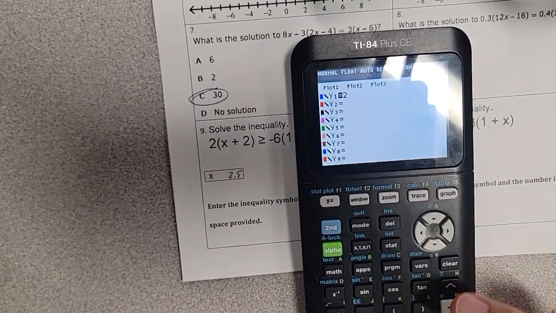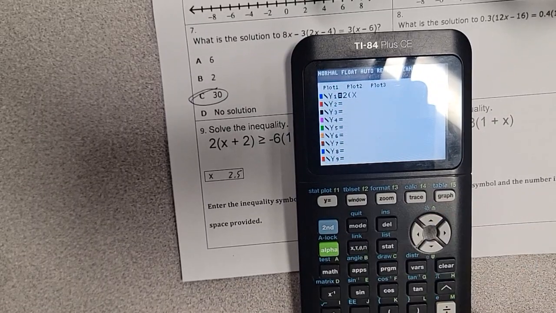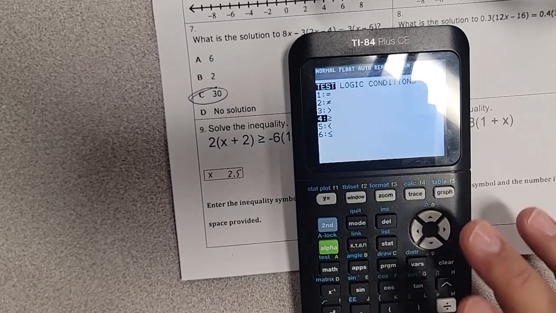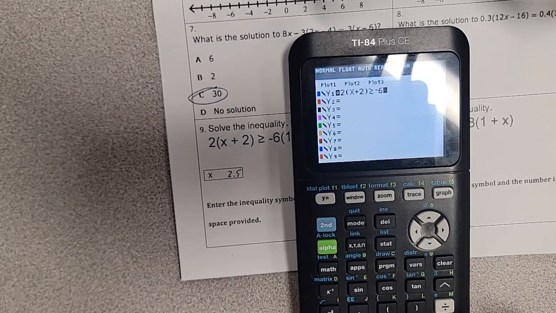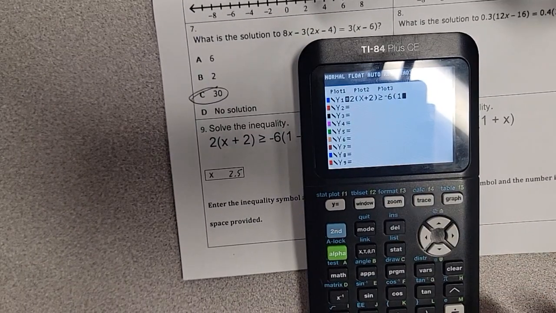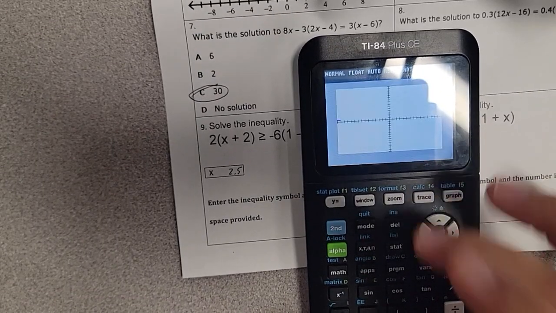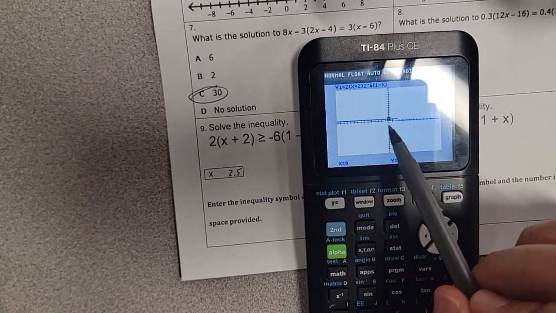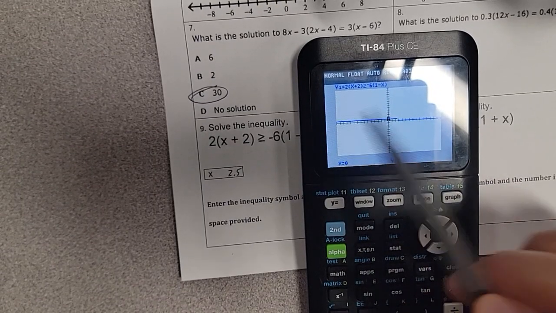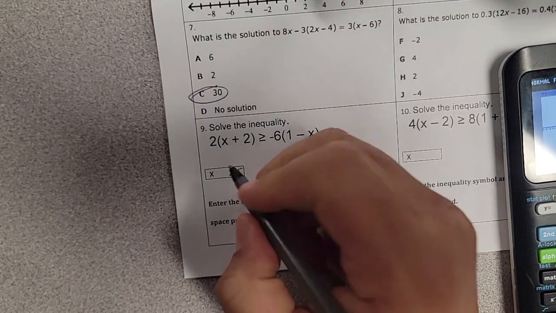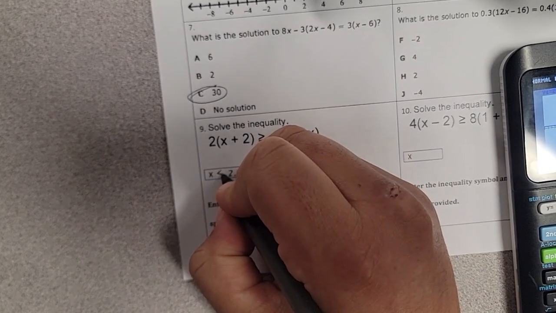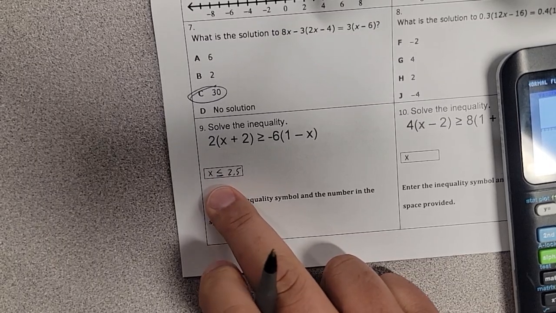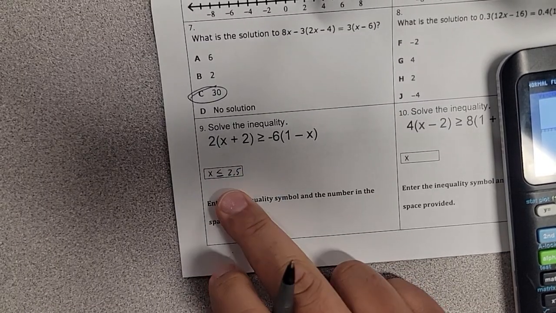Let's type it in: 2 parentheses, x plus 2. Second math, greater than or equal to, all right, negative 6 parentheses, 1 minus x parentheses, push trace. So the top line is going that direction. That means my symbol is pointing that way. So that means that there was a flip here. So I should flip it going this way with a line under. On the test, you do have to pick the sign and then put the number.